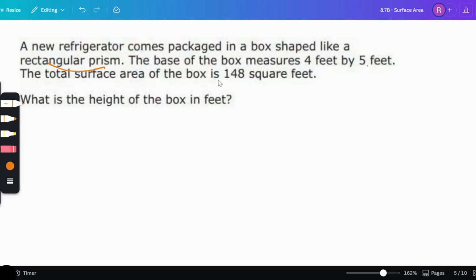The total surface area of the box is 148 square feet. What is the height? Let's say we've been given the length to be 5, we've been given the width to be 4, and we are asked to calculate the height, and we're given the total surface area. So that means we have to put the formula, and we have something like this.